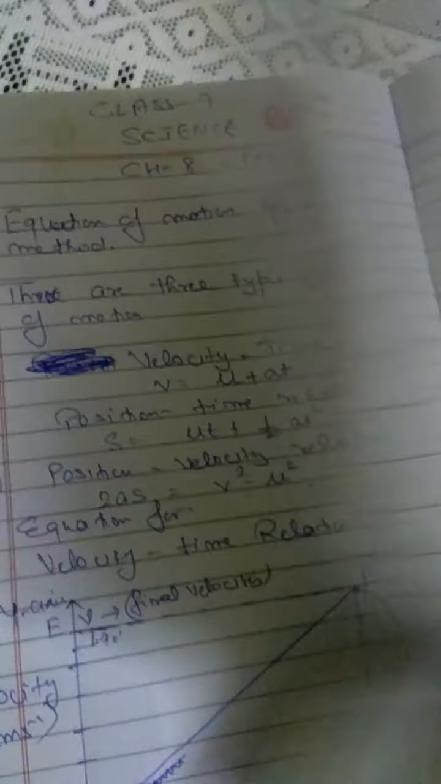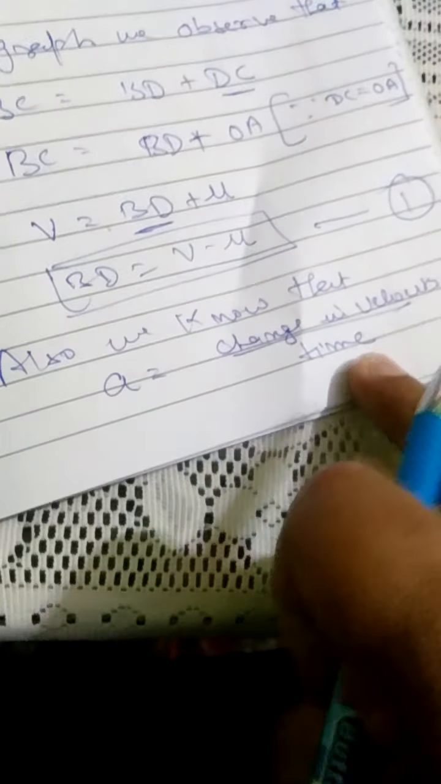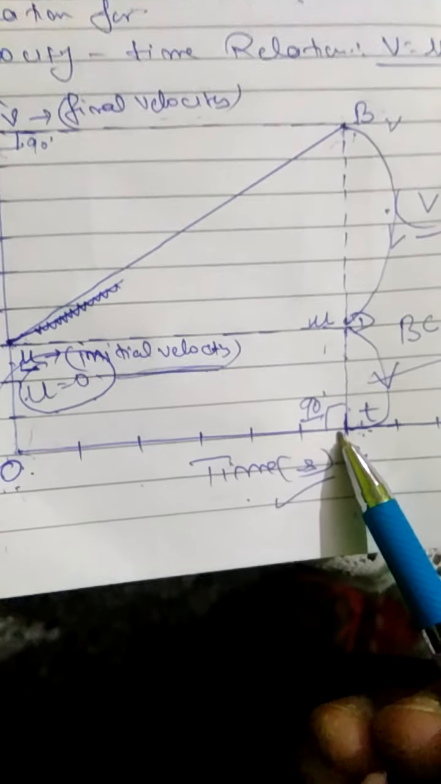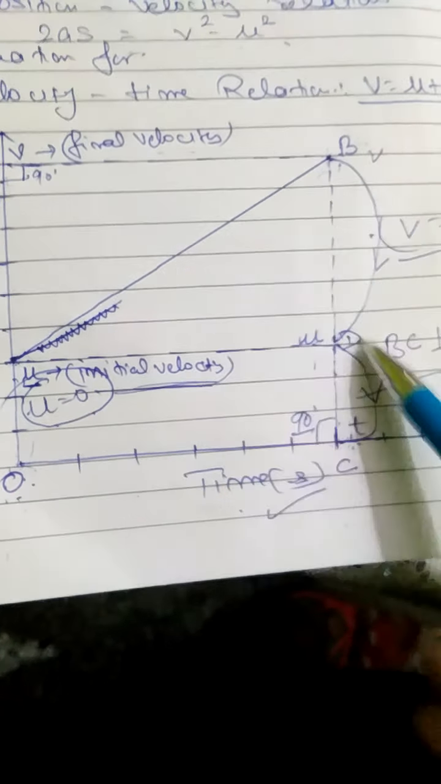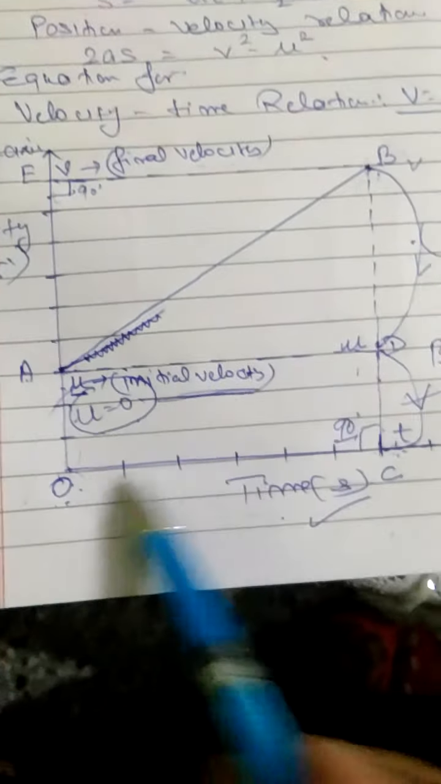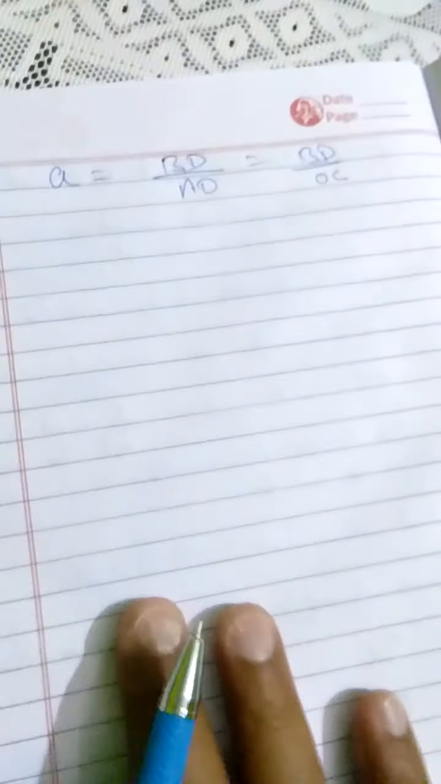Okay beta. So what will be here? A is equal to BD, change in velocity upon time. Look at here, change in velocity upon time. Okay beta. So what is the time here? OC. Okay, BD upon, this is time, AD. So AD is equal to what? OC. Okay beta, so we can write it here BD by AD, that is BD upon OC.